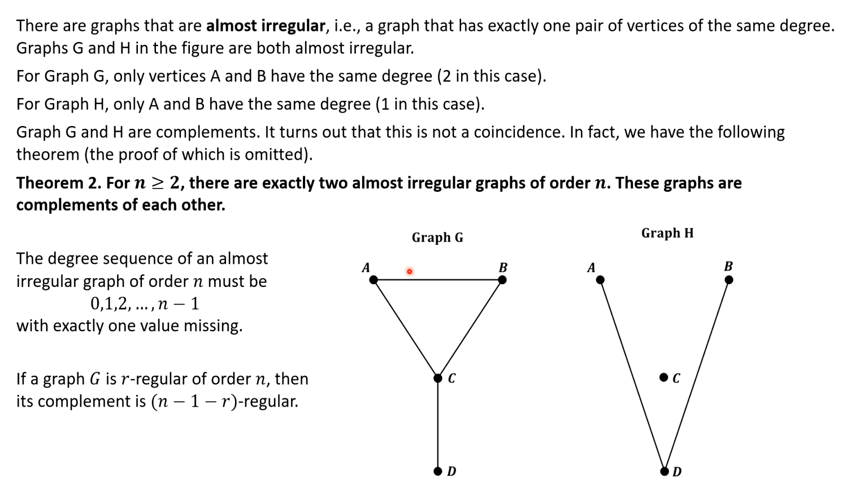For graph G, the values of the degrees are 1, 2, and 3. And so 0 is missing. There's no vertex of degree 0 in this case. And then for graph H, the degrees are 0, 1, and 2, and there's no vertex of degree 3 in this case here.